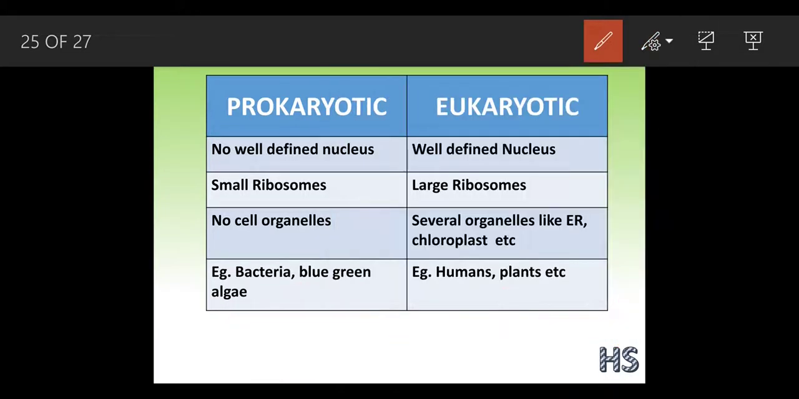Now we are going to discuss the eukaryotic. We humans have these cell organelles, even the plants have them. We have studied this in detail right now. So these are considered to be the eukaryotic. The primary and major difference between these is that prokaryotic cells do not have a well-defined nucleus, and eukaryotic cells have a well-defined nucleus. This is the main reason for the difference.